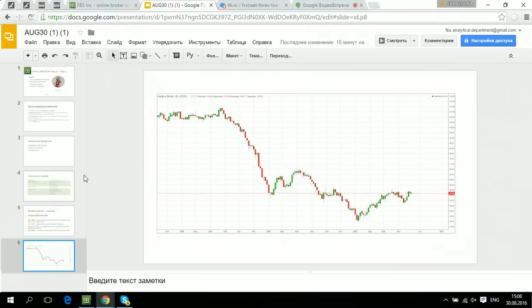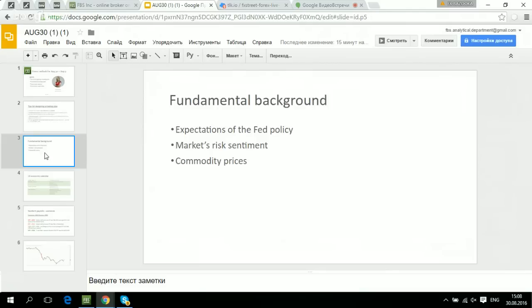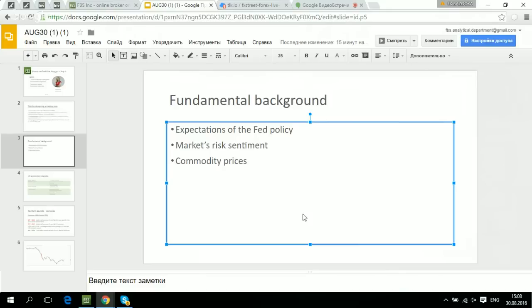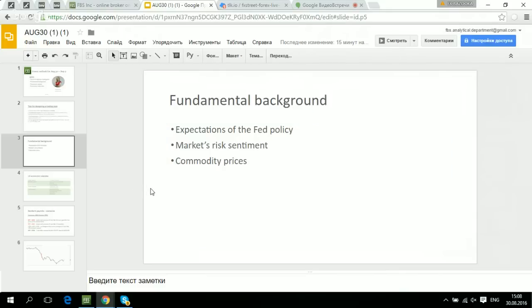Somehow I had a US dollar index chart. It has somehow disappeared, but well, okay, without it. We saw that US dollar index strengthened last week, and it happened after Janet Yellen, the head of the Federal Reserve, said that the case for an interest rate hike in the United States has strengthened in the recent months.